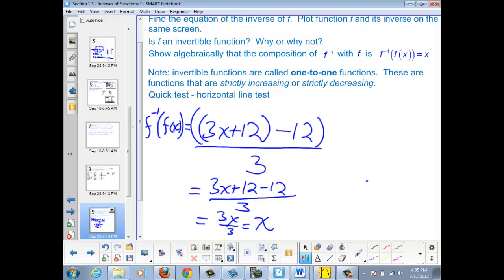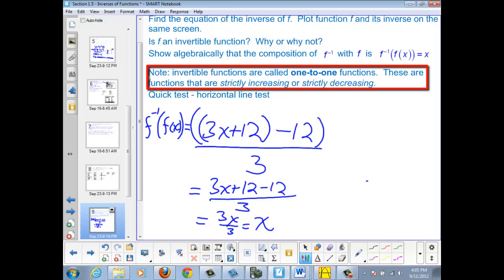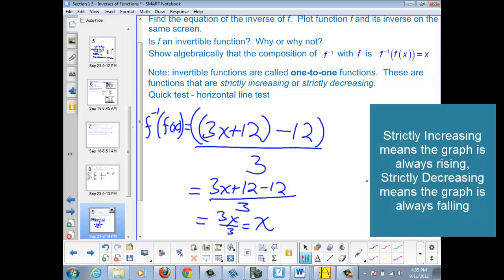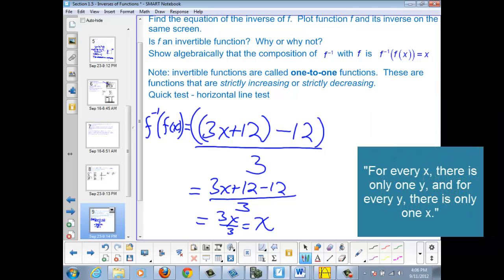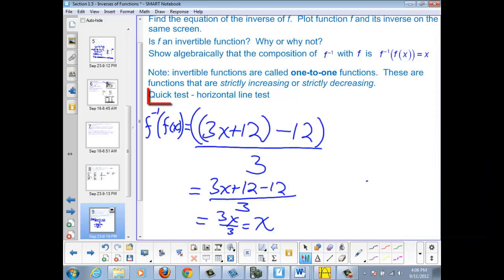Now, just a quick side note, invertible functions are also called one-to-one functions. They're functions that are either strictly increasing or strictly decreasing. So what that means is that for every x, there's only one y, and for every y, there's only one x. In other words, our function passes the vertical line test and the horizontal line test. Our line only crosses the graph once, whether it's vertical or horizontal.